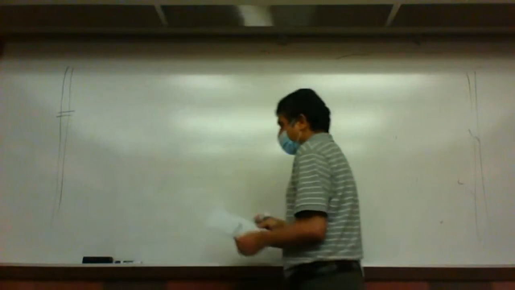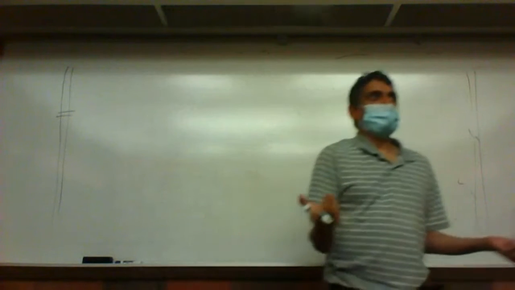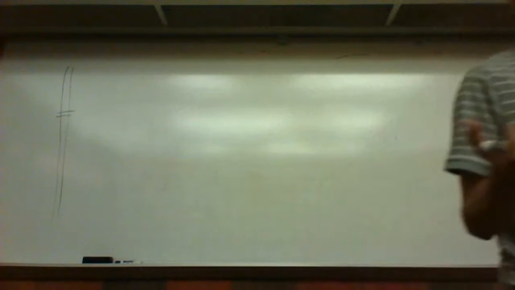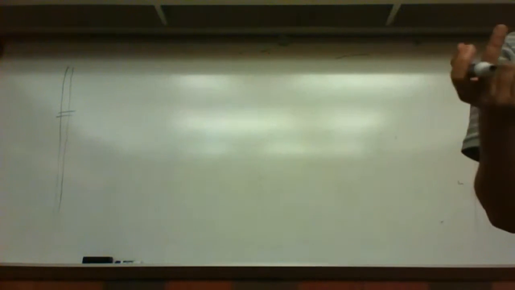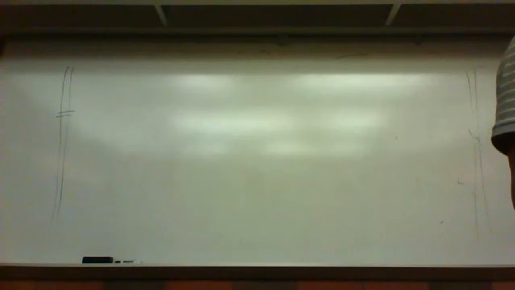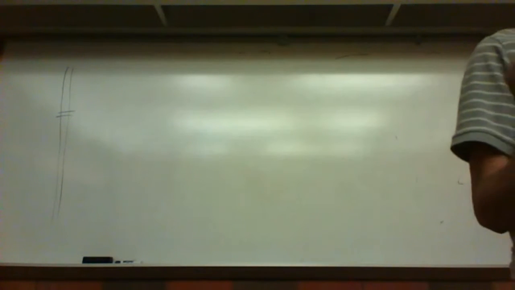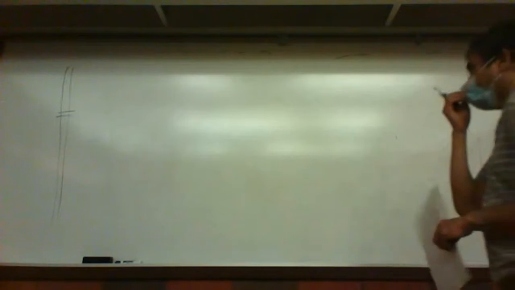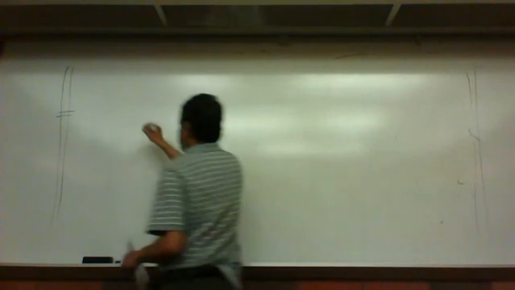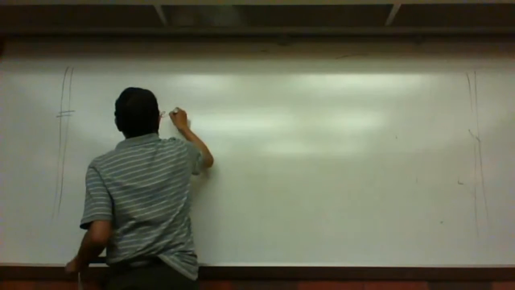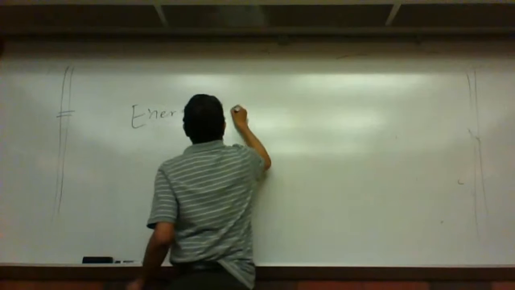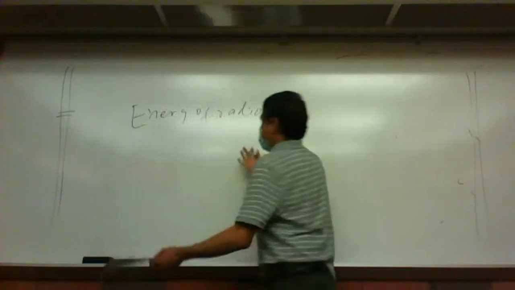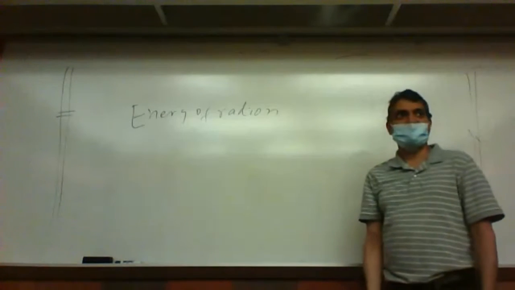So far we have talked about three things. We talked about the velocity of the radiation, the wavelength of the radiation, and the frequency of the radiation. Now we have one more term, that is the energy of the radiation. Energy of radiation. So those are the 4 parameters that we need to know in this class.